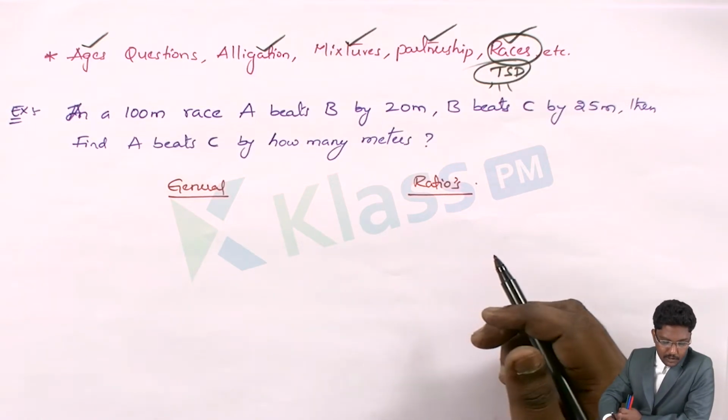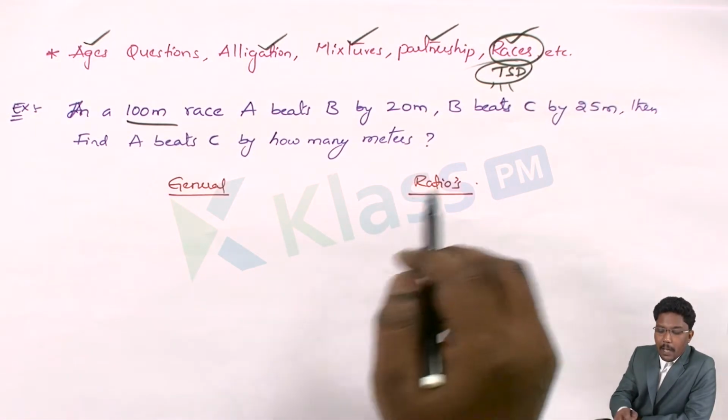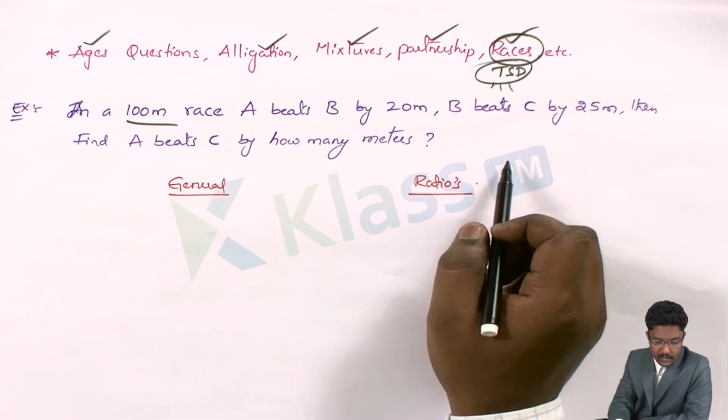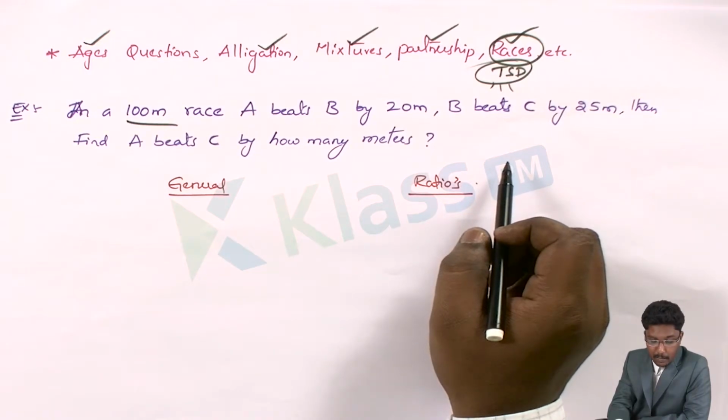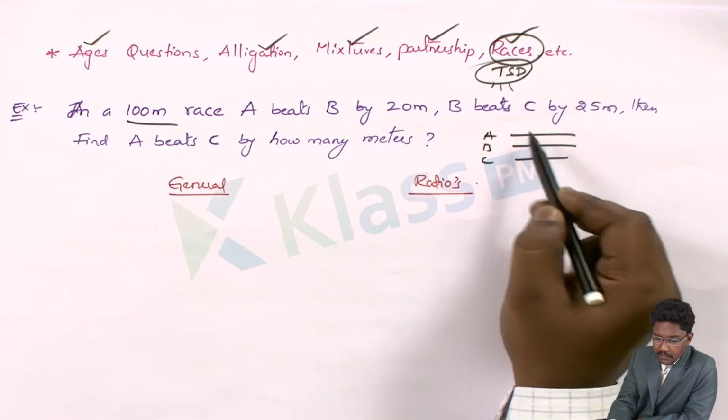Let us see the races question. In a 100 meters race, A beats B by 20 meters, B beats C by 25 meters, then find A beats C by how many meters? A, B, C are participants in a 100 meters race.